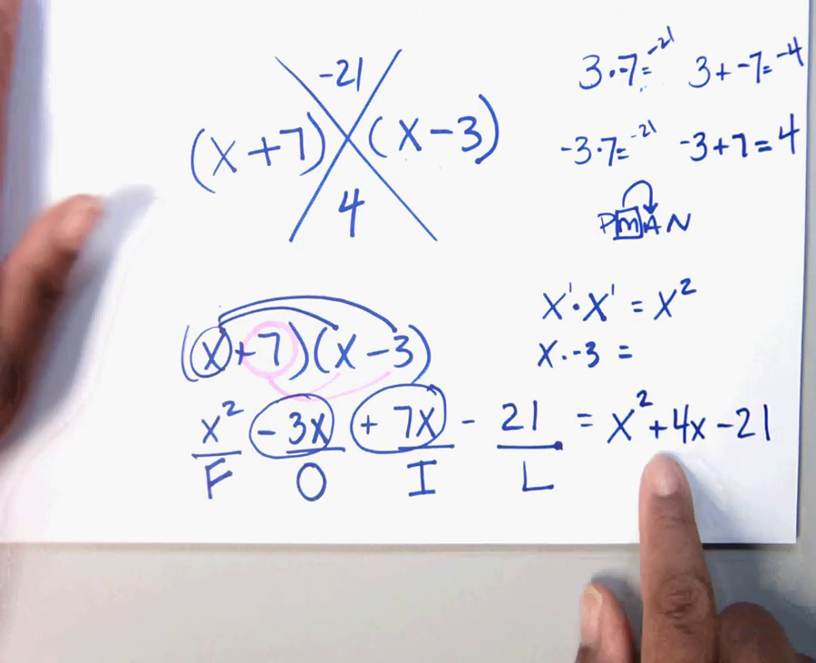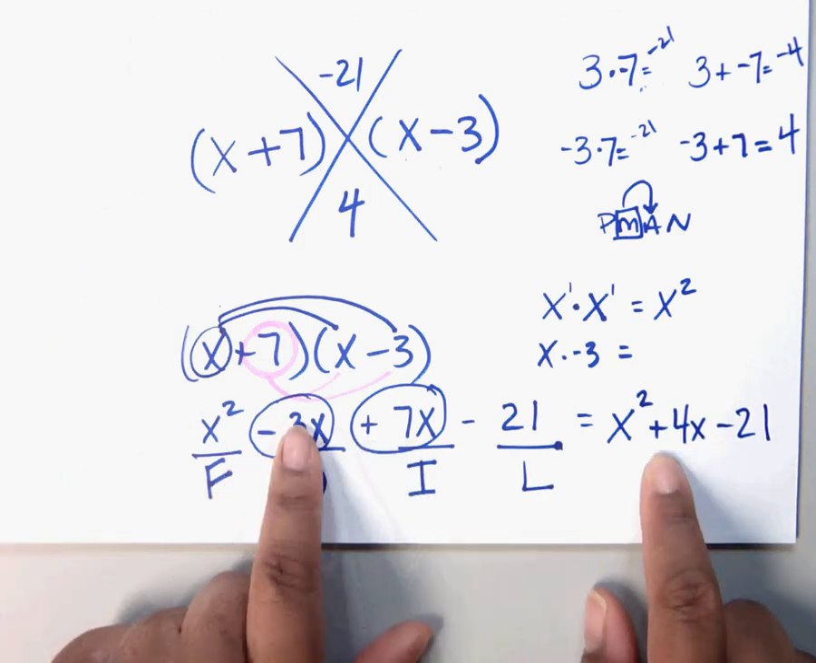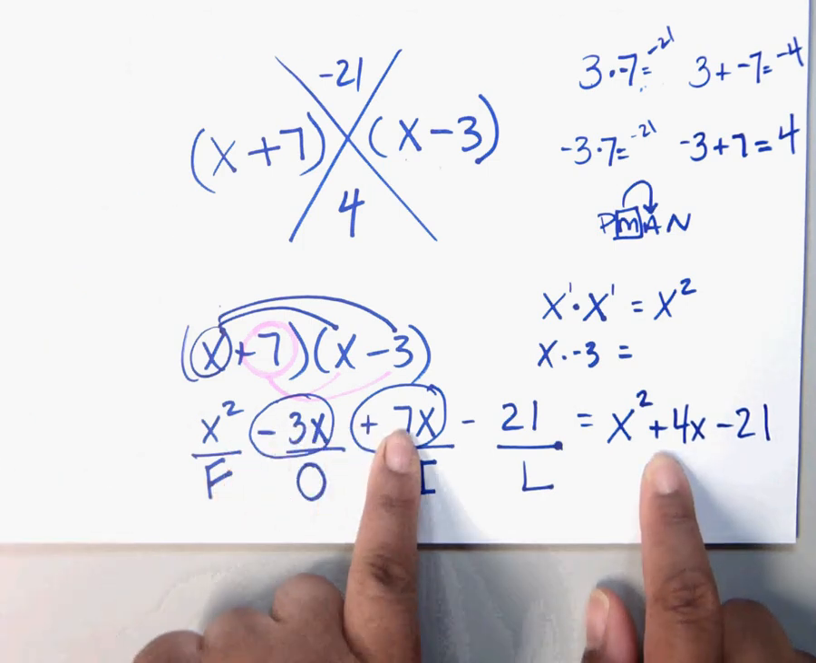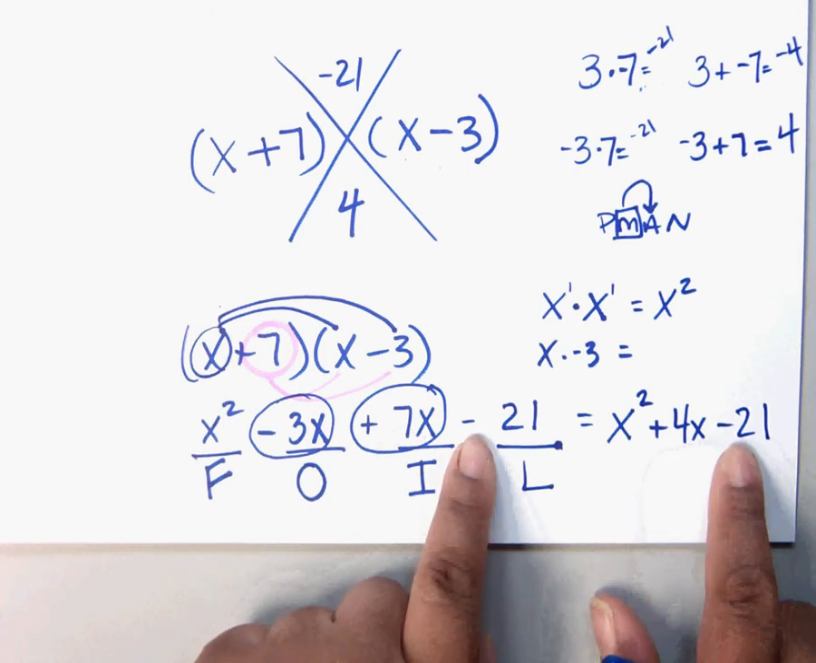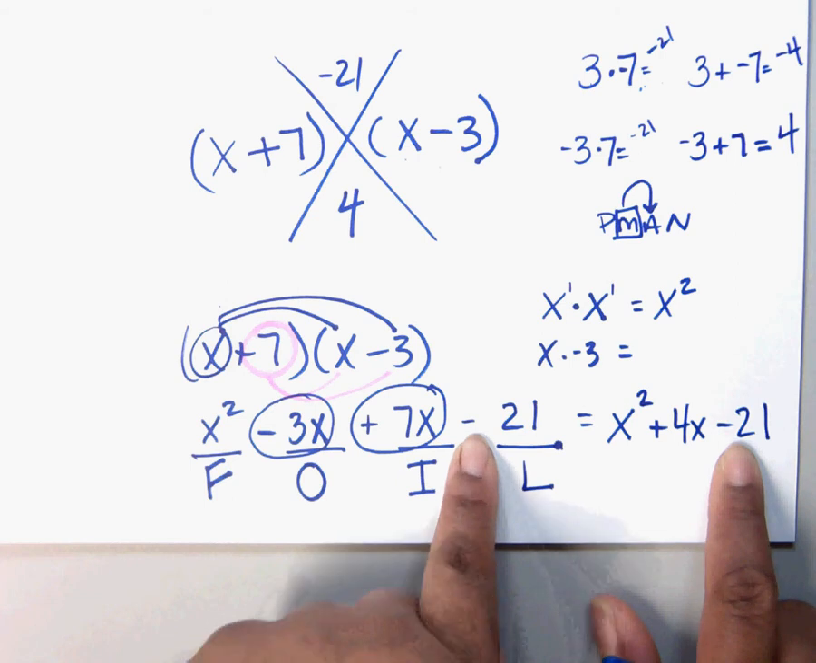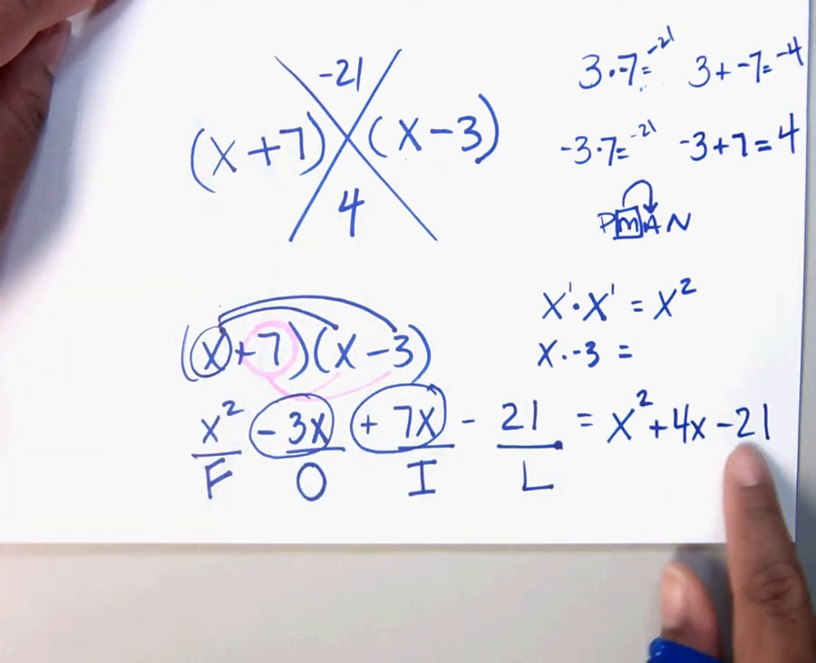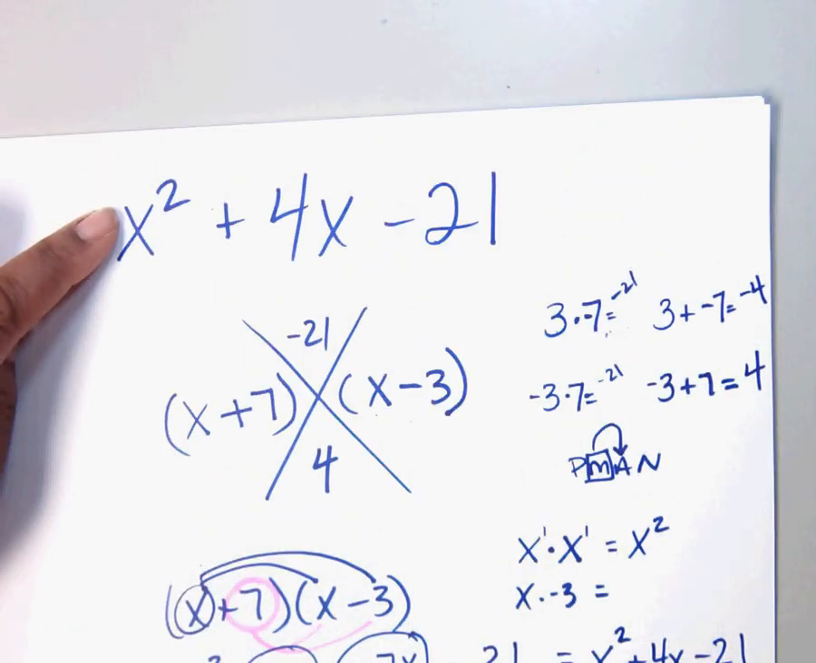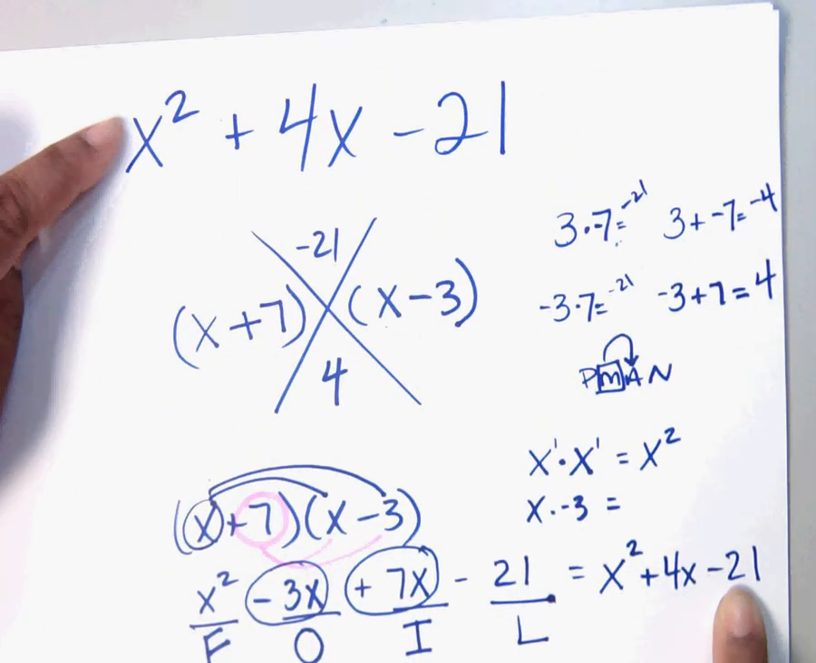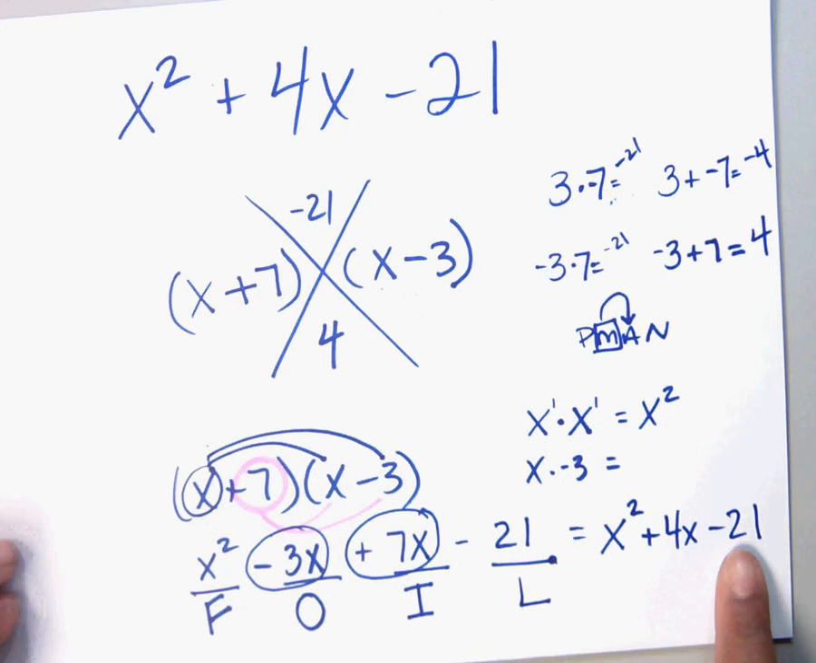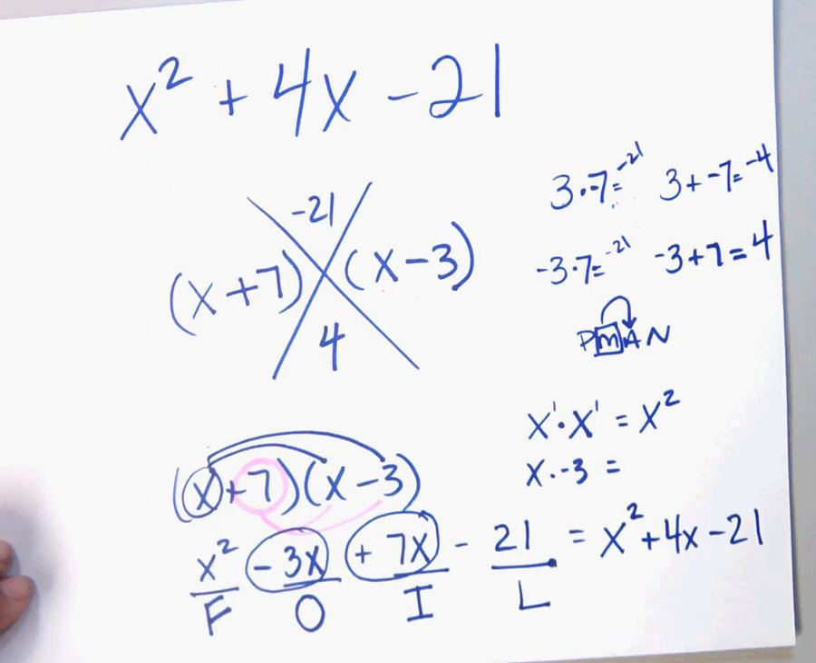Now, how did you get plus 4x? The bigger number was positive, right? And we're adding and subtracting. Why did you write minus 21? Because negative 21. That's right. What do you notice about the answer we got and the answer up here? It matches. So we just checked our answer by multiplying the two binomials. We checked our answer by doing what? Multiplying the two binomials.